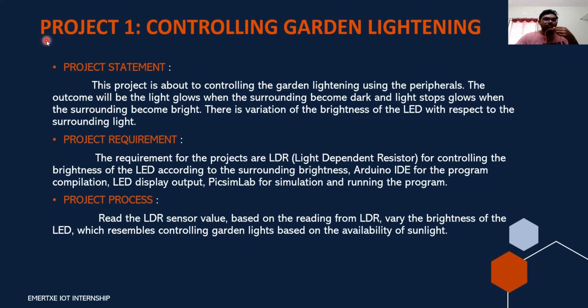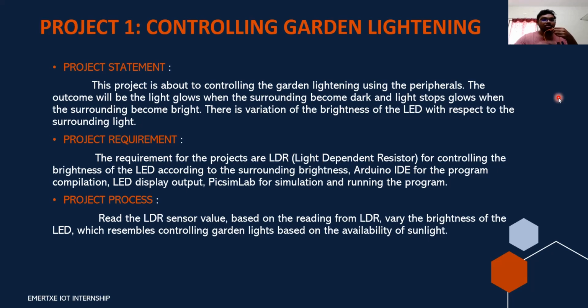Individual peripherals. So the first peripheral is controlling a garden light. Problem statement: this project is about controlling the garden light using the peripherals. The outcome will be that the light glows when the surrounding becomes dark, and the light stops glowing when the surrounding becomes bright. So there is a variation of brightness of the LED with respect to the surrounding.